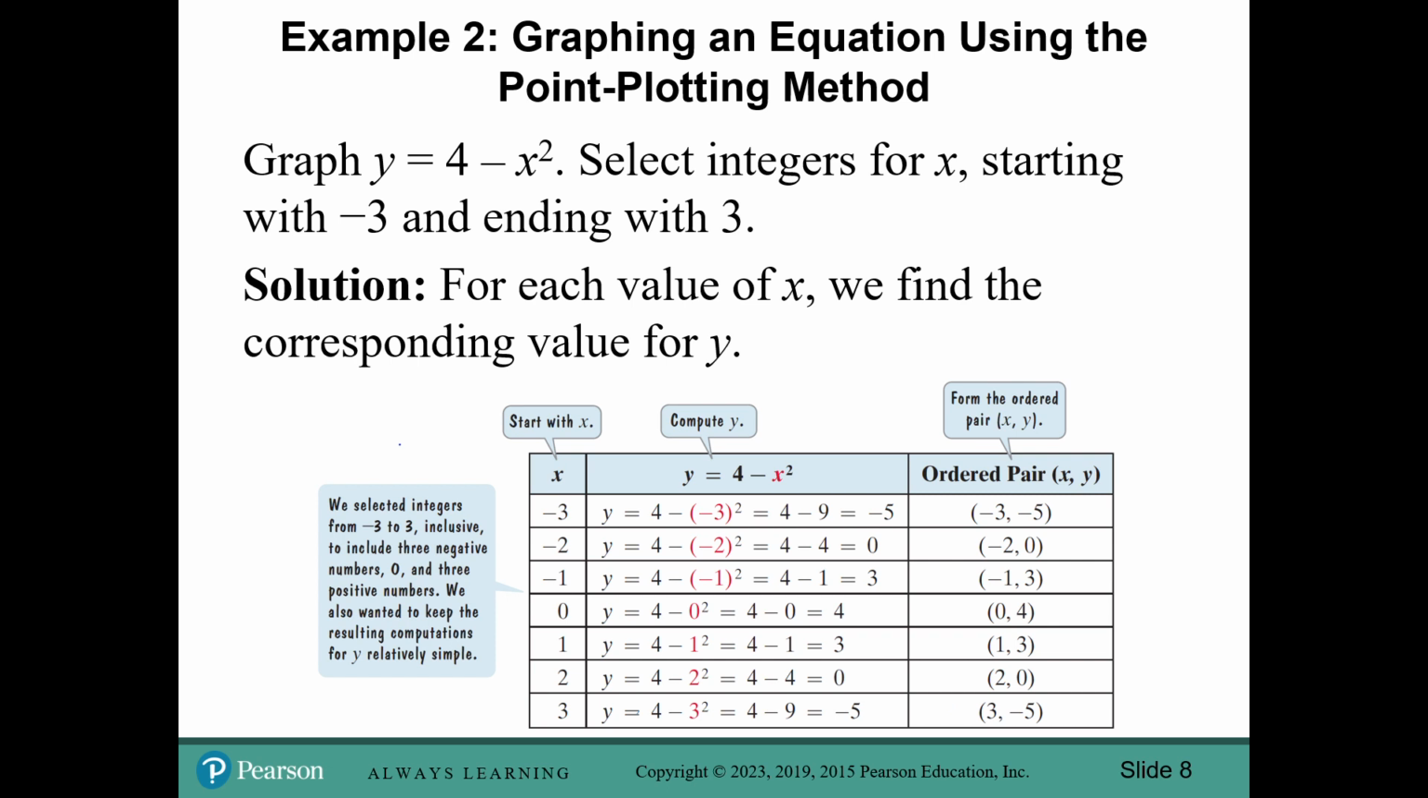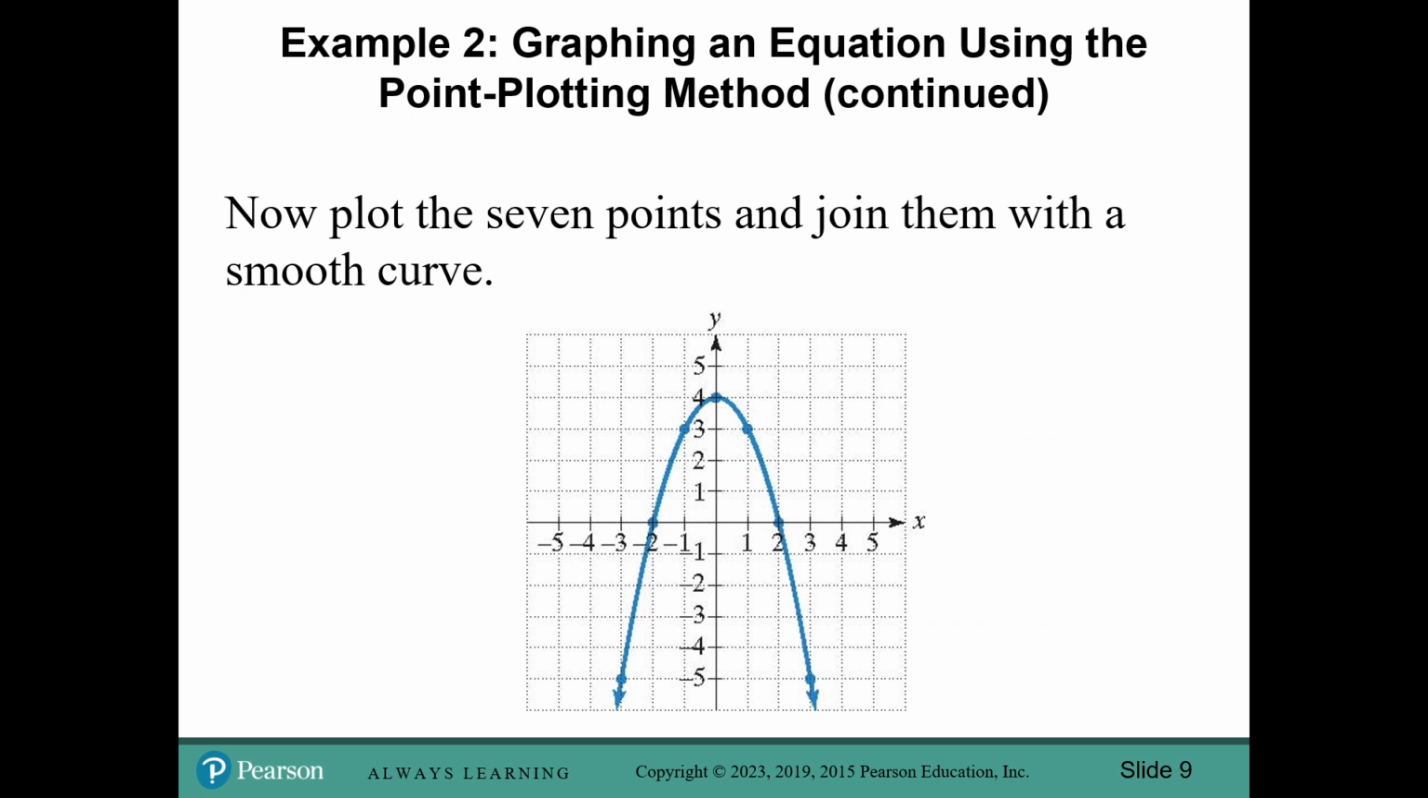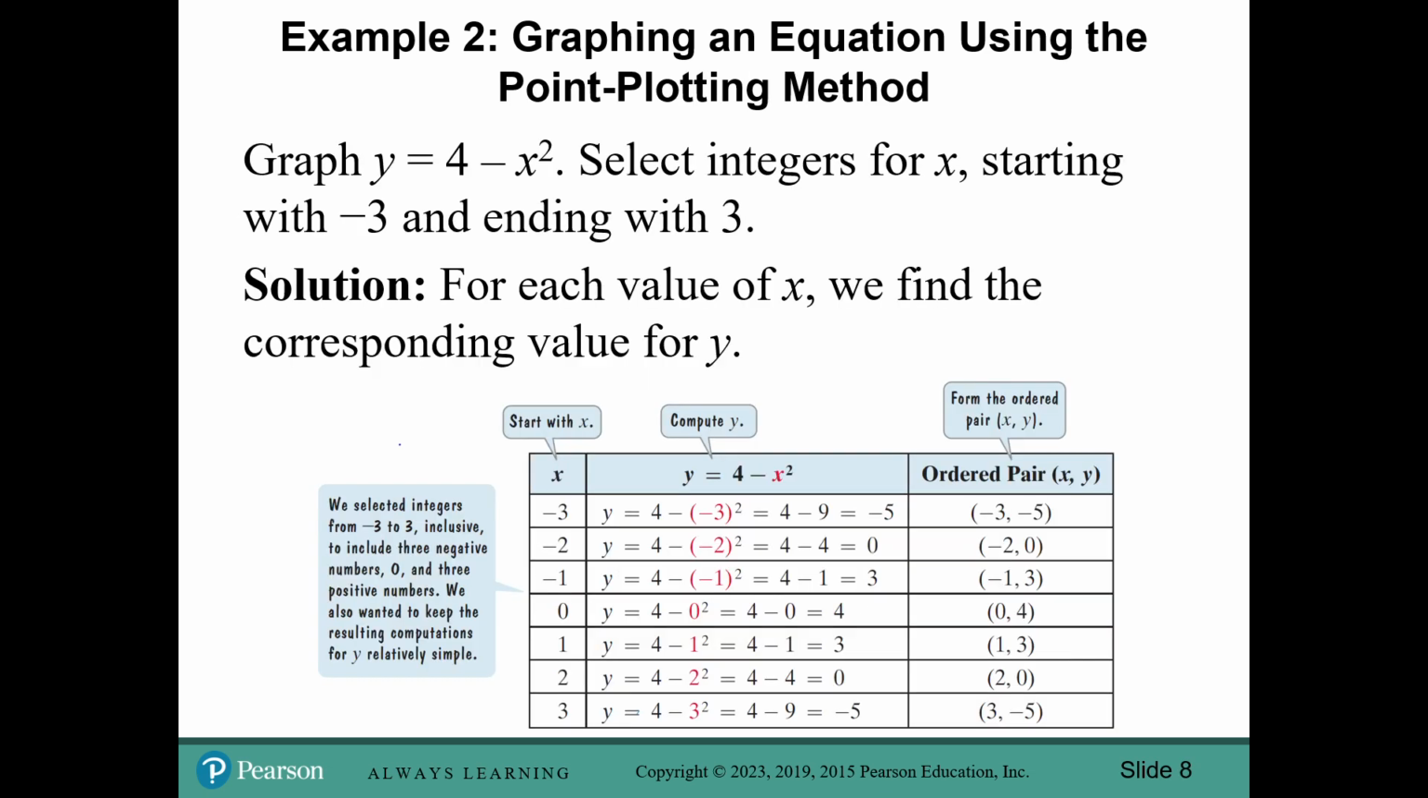Takes some solving to do this by hand, but we get our ordered pairs that we need to plot in the end. So next, what we do is plot all of those ordered pairs. You can see this on the graph here. It says now plot these 7 points and join them with a smooth curve. This is exactly what we've done.